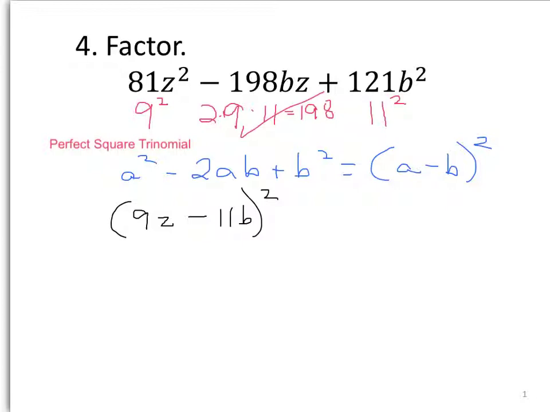So once you identify that it's a perfect square trinomial, you find the base of the first, which is 9z. 9 squared z squared gives you 81z squared, and the base of the last, which is 11 squared b squared. Make sure the middle term is 2 times the base of the first times the base of the last, and if it is, then you simply write down the base of the first, and if this up here is a minus, you put a minus, and then the base of the last. If it had been a plus, you would put a plus there.